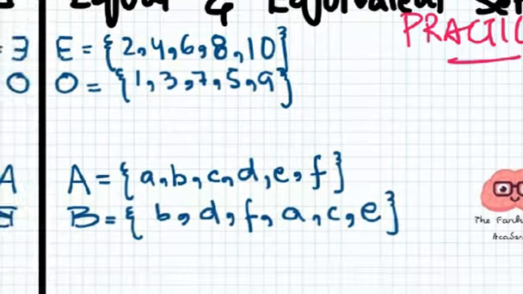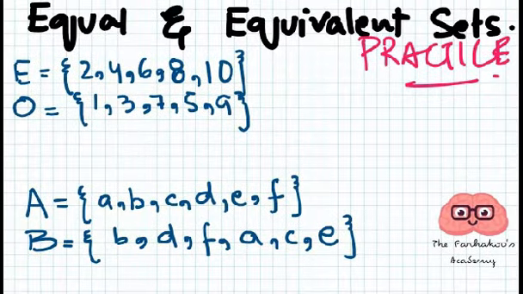Now let's do some practice. So now it's practice time. This is the first pair of sets. So we need to decide whether these two sets are equal or equivalent. So the first thing, there are two conditions.